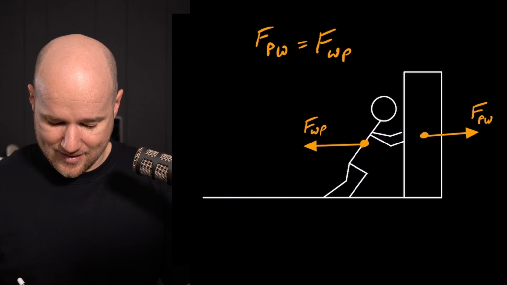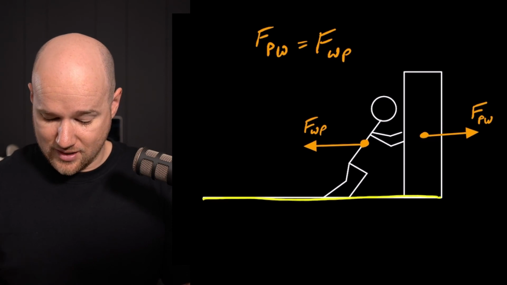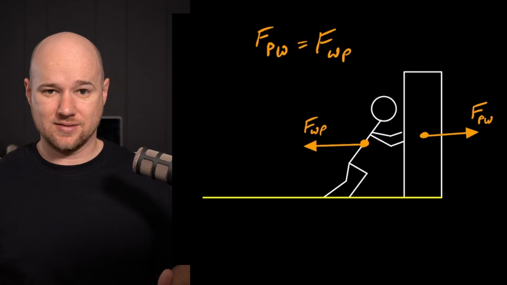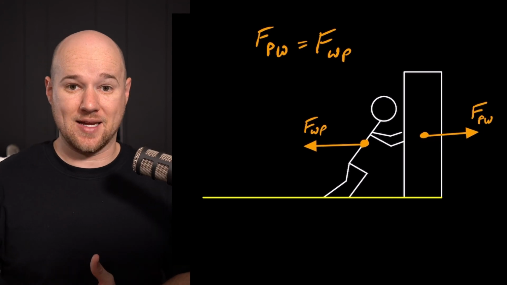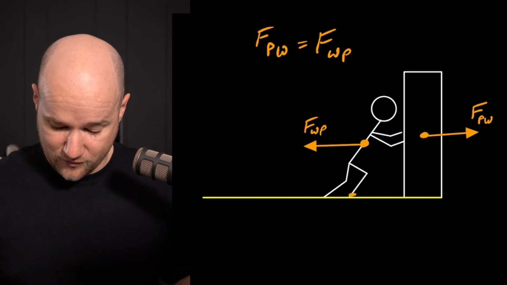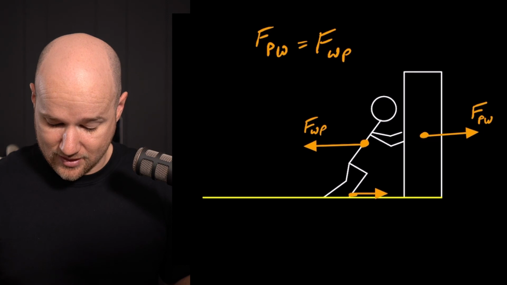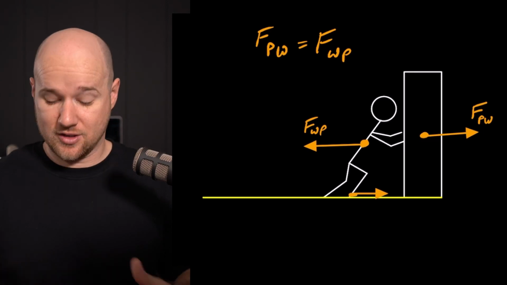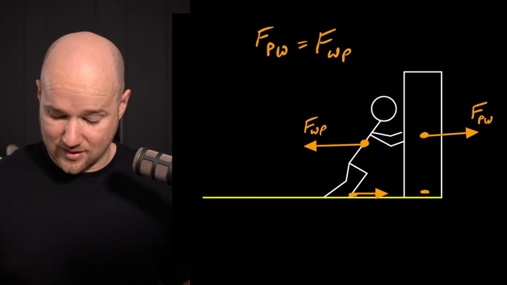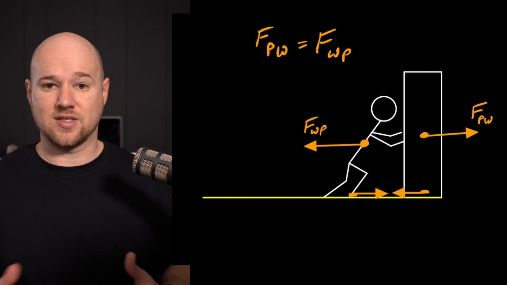And the key part in that is the fact that you are both touching the same surface. When the person is getting a force applied backwards on them, well, there's some friction on the ground that is applying a force forward again. And the same thing is true for the wall. The wall is connected to the ground, and that's applying a force of friction in the opposite way as well.